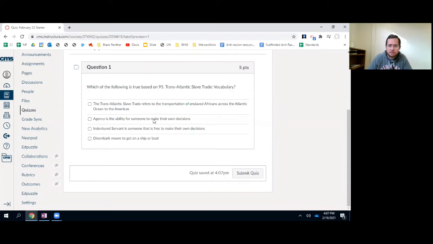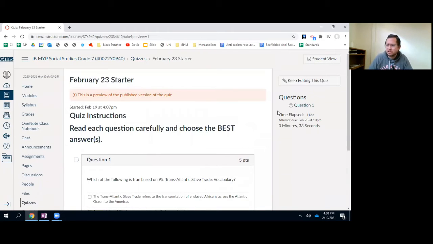Agency is the ability for someone to make their own decisions. Indentured servant is someone that is free to make their own decisions. And disembark means to get on a ship or boat. So go ahead and complete that starter. You have 1 minute.